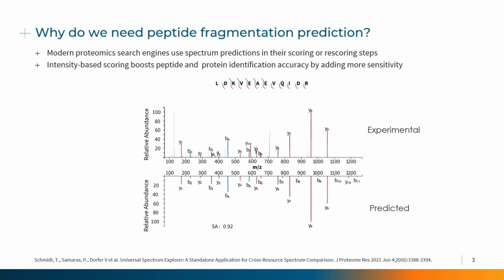So let's start by asking the question, why do we need peptide fragmentation prediction? When we identify peptides, proteomics search engines compare the experimental spectrum to the theoretical spectrum of a candidate peptide. If we have a machine learning model that can predict fragment intensities of B and Y ions of a theoretical peptide, then we can compare the experimental spectrum to the full MS2 spectra of the candidate peptide.